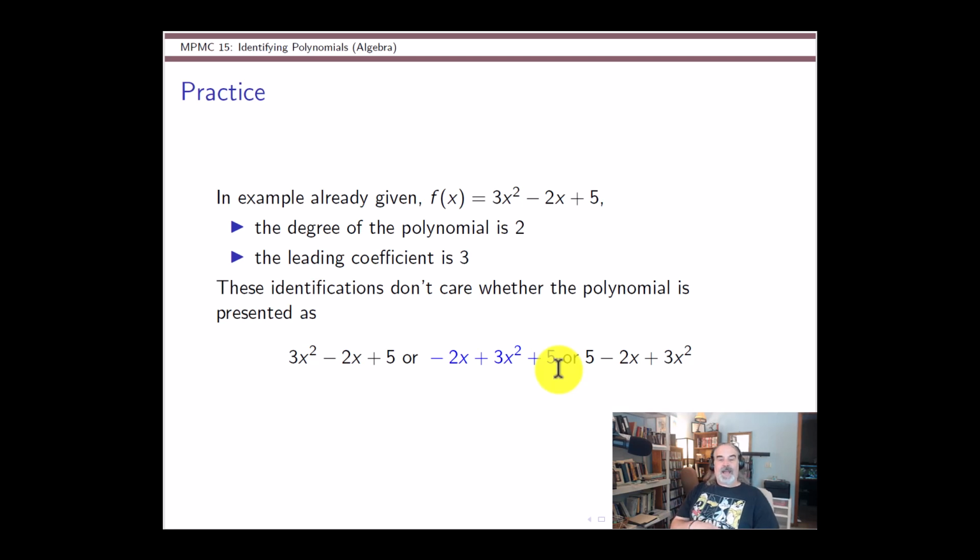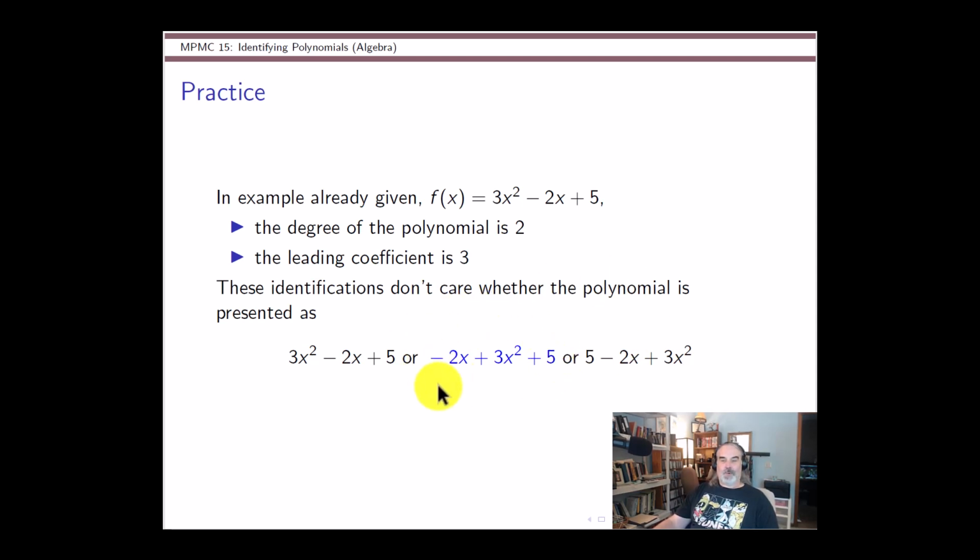So when things are added together, just scrambling the order doesn't ruin anything. So 3x squared minus 2x plus 5, same function as negative 2x plus 3x squared plus 5, same function as 5 minus 2x plus 3x squared. They're all the same polynomial. The degree of every one of them is 2, and the leading coefficient is 3.